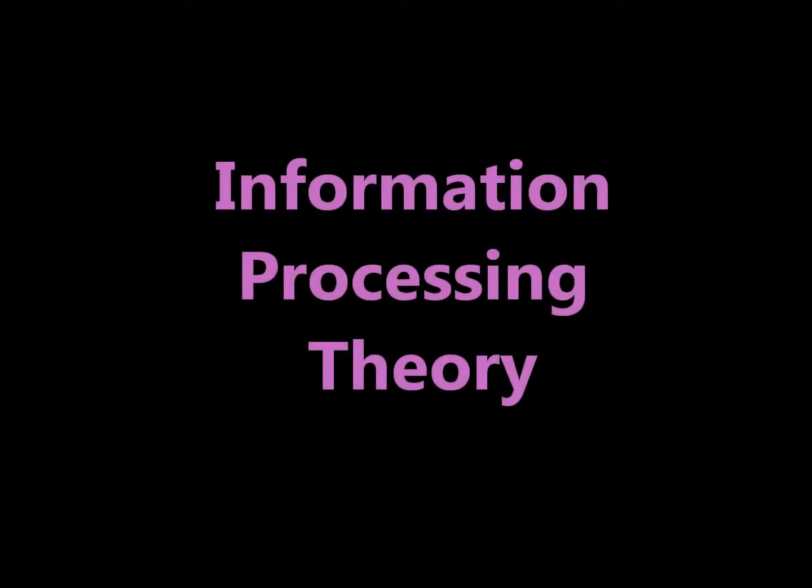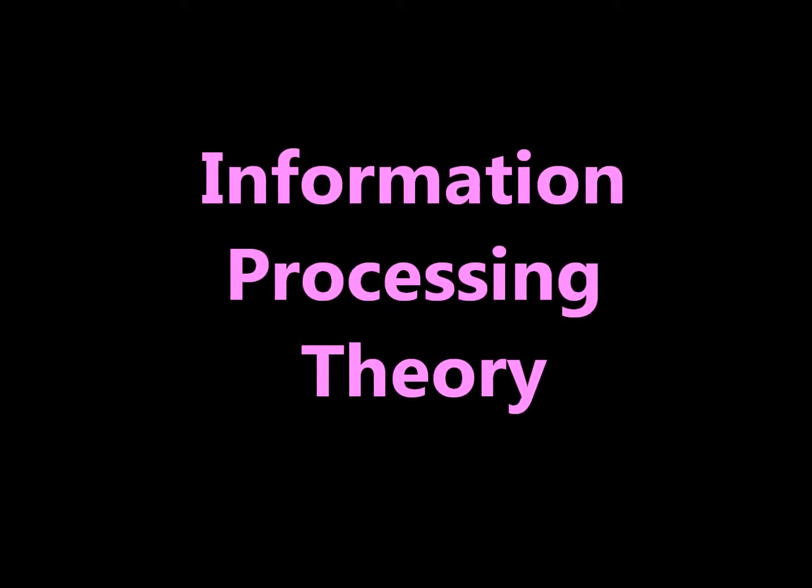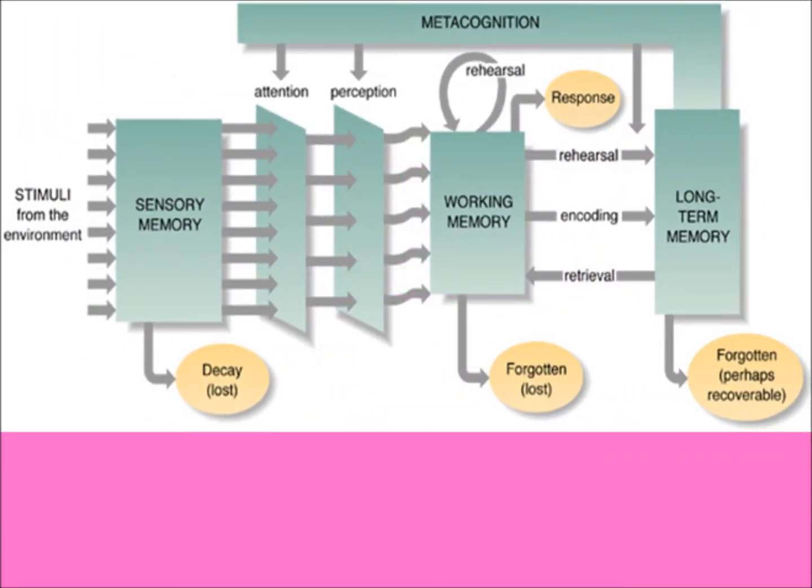The information processing theory explains how students process information from stimuli in the environment. This involves students moving information from their sensory memory to their short-term memory and finally to long-term memory. The sensory memory includes raw stimuli from one's environment. It can hold lots of information, but for very small periods of time. Then, the short-term or working memory includes what you are currently thinking.